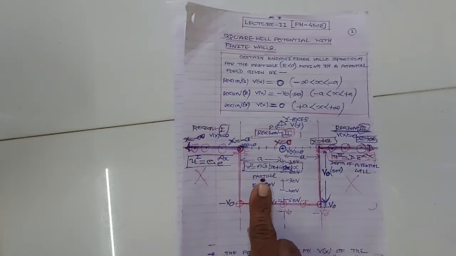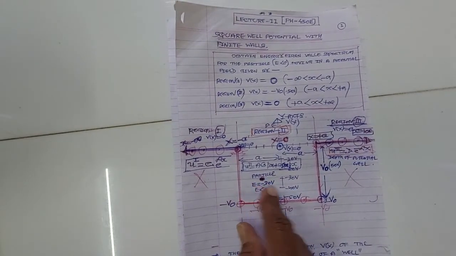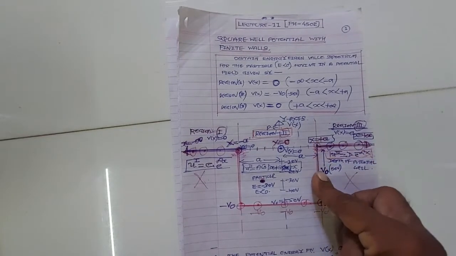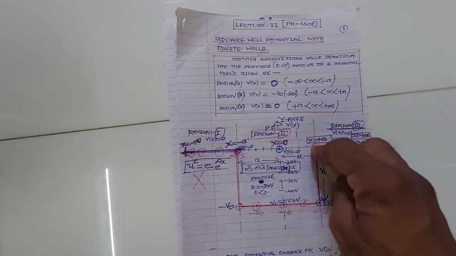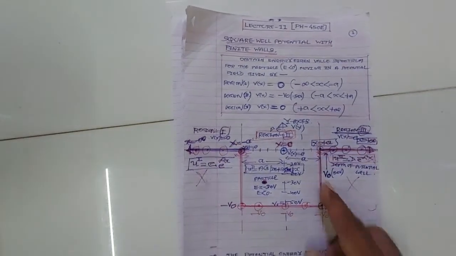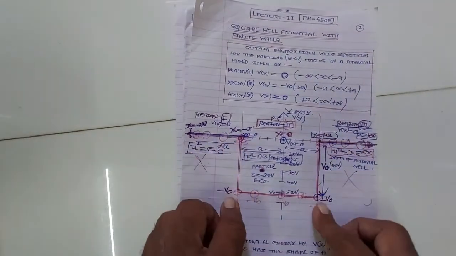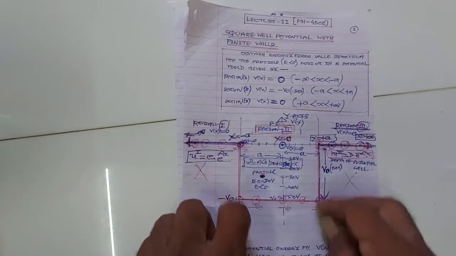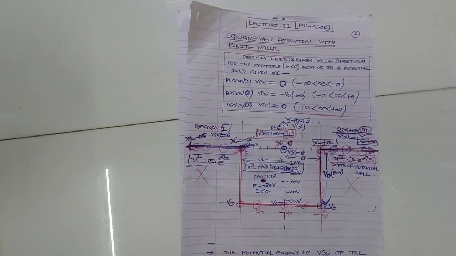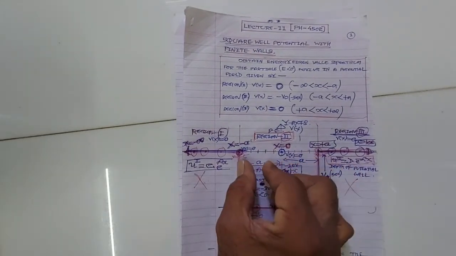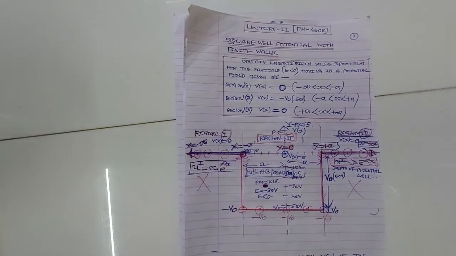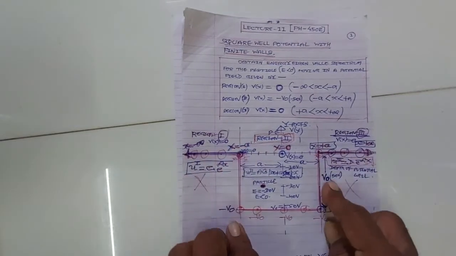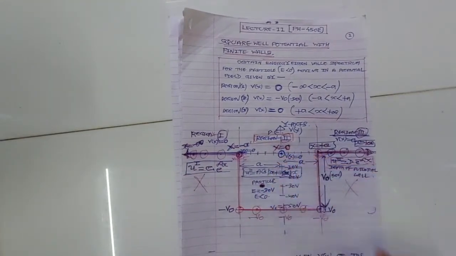Suppose V0 is minus 1, minus 2, minus 3, minus 4, minus 5 electron volt. So what is this V0 called? V0, which is 5 electron volt for example, is called the depth of the potential well. And a on the right side and a on the left side is called the half width of the potential well. So the depth of the potential well is V0 and small a is the half width of the potential well.